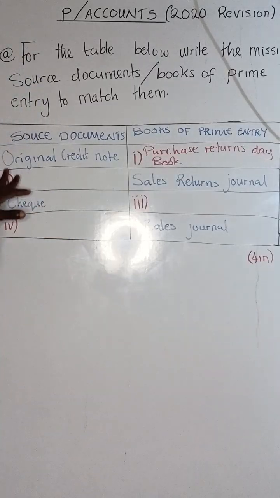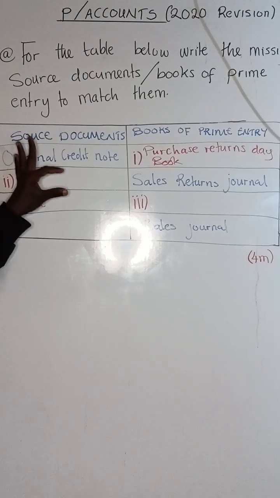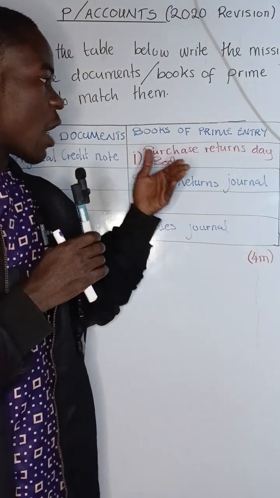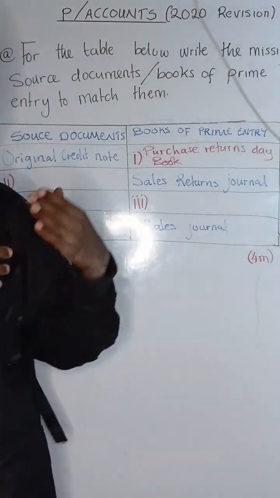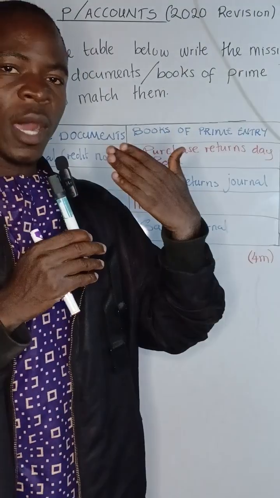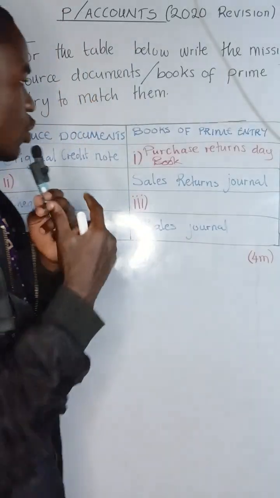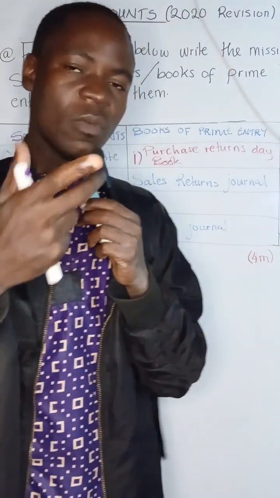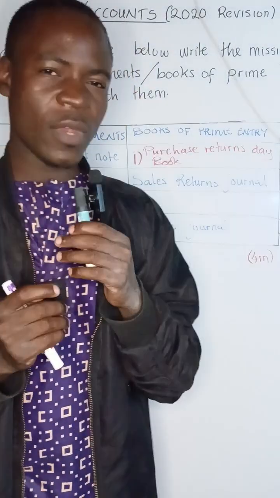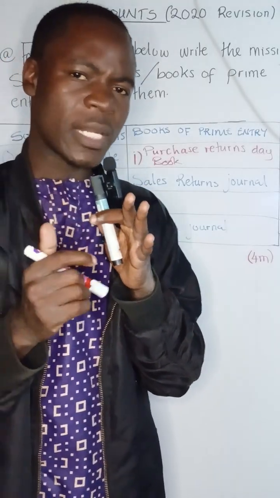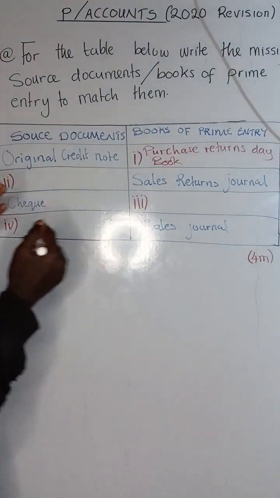According to the second one, they say we should fill in where we don't have the source document. Then according to the books of prime entry, we have the sales returns journal, which is the same as the sales returns daybook. The source document for the sales returns daybook is something very simple. It is the duplicate credit note. Are we getting the point? Okay, very good.